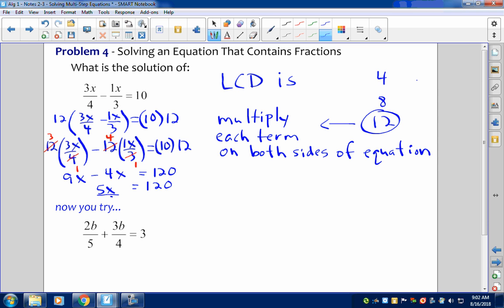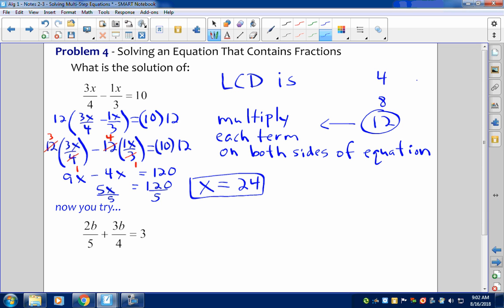Divide by 5, divide by 5. I apologize, there's not quite enough room on there. Sorry about that. I noticed that as I was going through. Not quite enough room for all the steps I wanted to show. We have x equals, how many times is 5 going into 120? 24 times. So x equals 24. So that's called the method of clearing fractions.